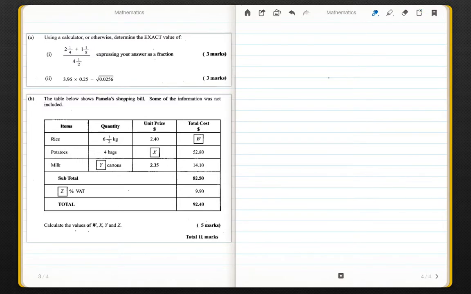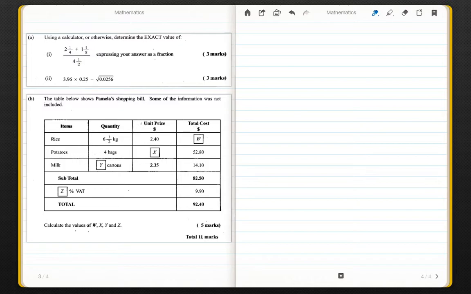Okay, so moving on now to question 1 part B. Here we have a simple table. CSEC likes to give these type of questions, a simple table showing Pamela's shopping bill, where some of the information is excluded. So here we see that Pamela has on her list rice, and the quantity she buys is 6.5 kilograms, and the unit price we see is $2.40. So what is the total cost?